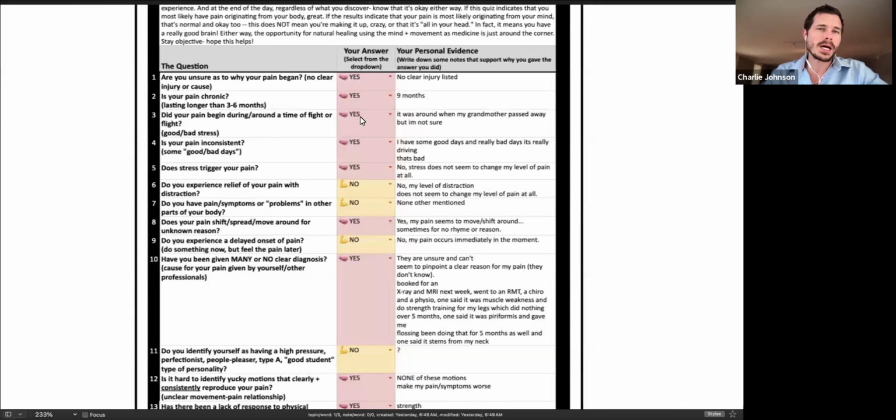Did your pain begin during a time of fight or flight? Yes, around when his grandmother passed away. We'll mark yes. Is your pain inconsistent? Do you have good days and bad days? Yes, I have some good days where I barely feel it, and I have some really bad days. Well, problems that are structural of the body are generally very consistent in their response. A disc isn't there on Monday and not there on Tuesday.